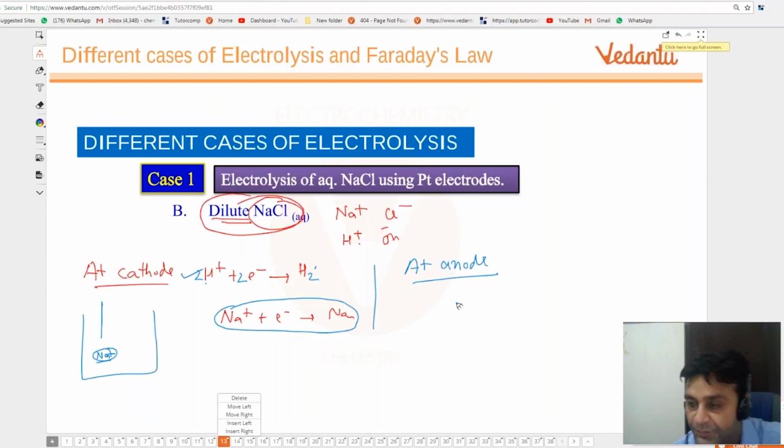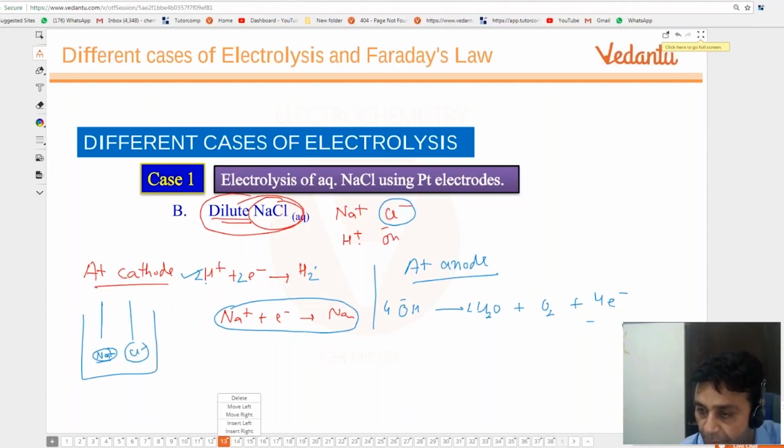Why, Anirudh? Yes. Why so? Because the Cl negative ion concentration is very, very low. And even though the Cl negative ion has less discharge potential, it is not available around the electrode. Now, whatever is available is the OH ion. So these OH negative ions will be discharged. It will form water and oxygen and electrons. Are you getting me?